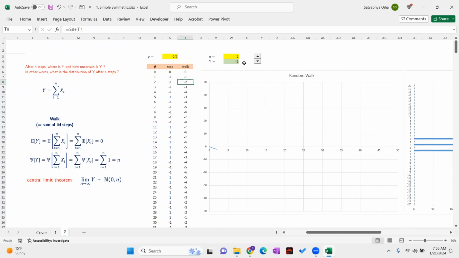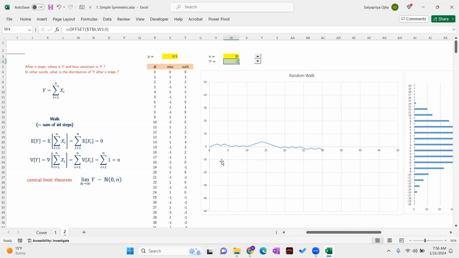Now, what if I increase the number of steps? Let's increase it to 50. Or you give me a number. Give me a number between 1 to 100, any number. I'll take the first suggestion, 30. Okay, let's take 30. After 30 steps, we have this particular path. This is one of the possible realizations, right? If I press F9, I'll get another path.